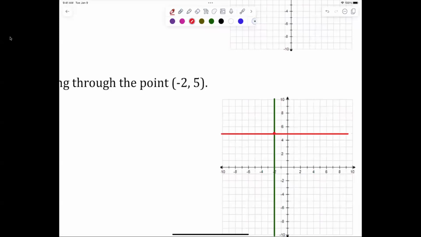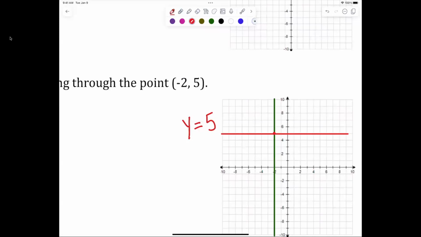And so what's the equation of that horizontal line? Y equals what? 5. Y equals 5. That's the answer. Anybody have any issues with that? Come on, Peter. Yes. Perpendicular to vertical is horizontal.